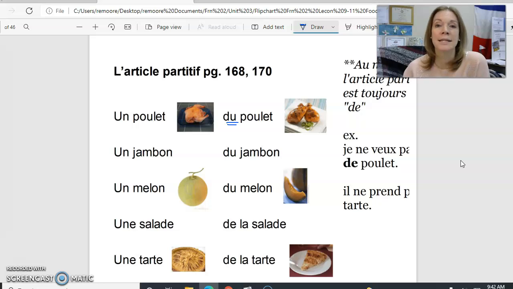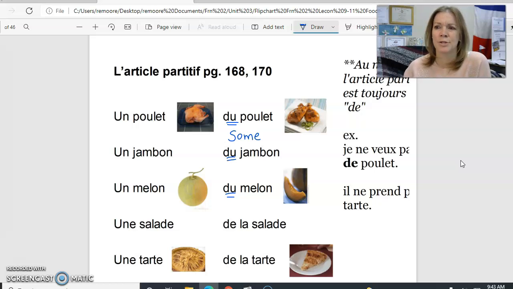Un jambon is an entire ham. Some ham is du jambon. So we can see that the word du means some. Un melon, an entire melon, the whole fruit, versus du melon, some melon, du melon.